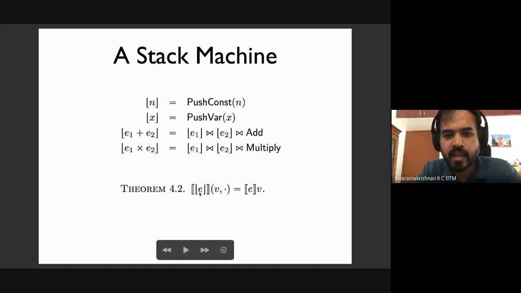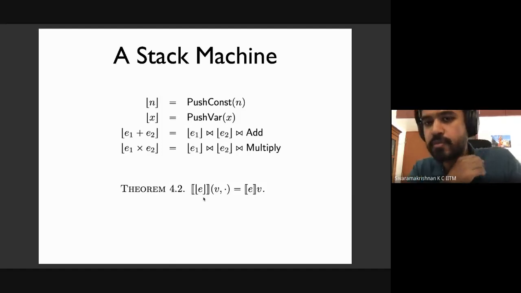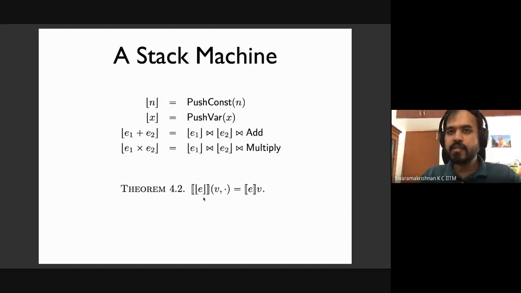If you take an expression, you compile it down, and you interpret that with the valuation v on an empty stack, then it is the same as interpreting the original expression in v. Of course, this would have to be a stack as well, but that's fine. So we are saying that the meaning of the program as defined by the interpreter is the same as the meaning of the program when it is compiled, right? So this is the theorem that we want to prove. Any questions, comments on this theorem?